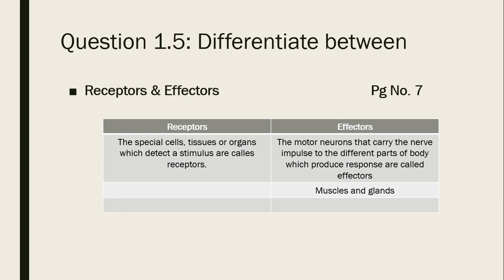And when you touch a hot thing, you move your finger back, that is also detecting a stimulus. So these are receptors present over there that actually detect that stimulus. And when they show the response, they become the effectors, and those are muscles and glands.